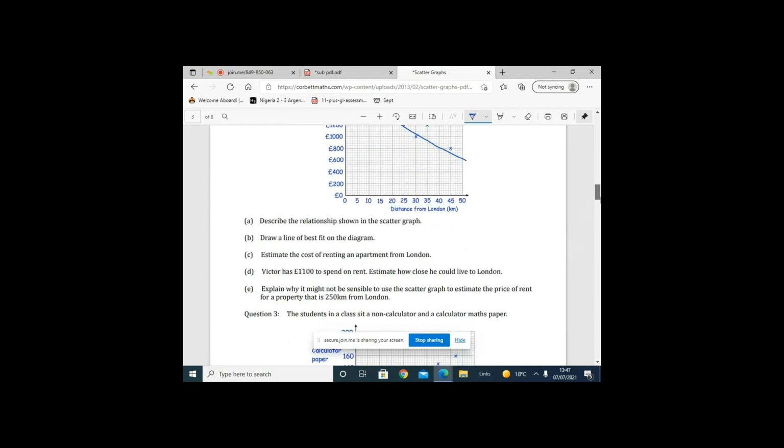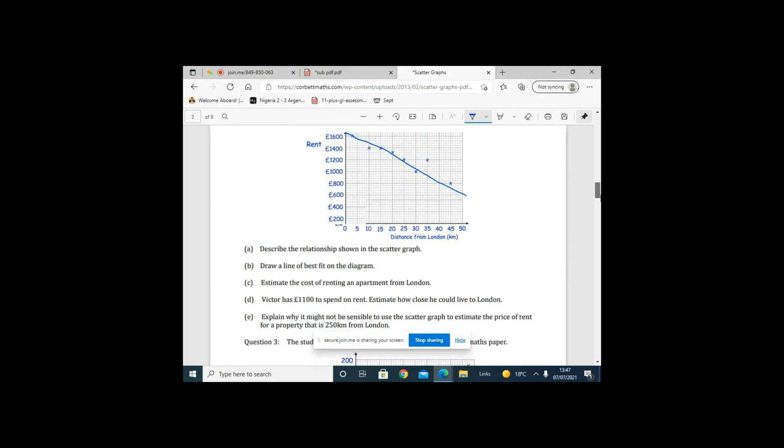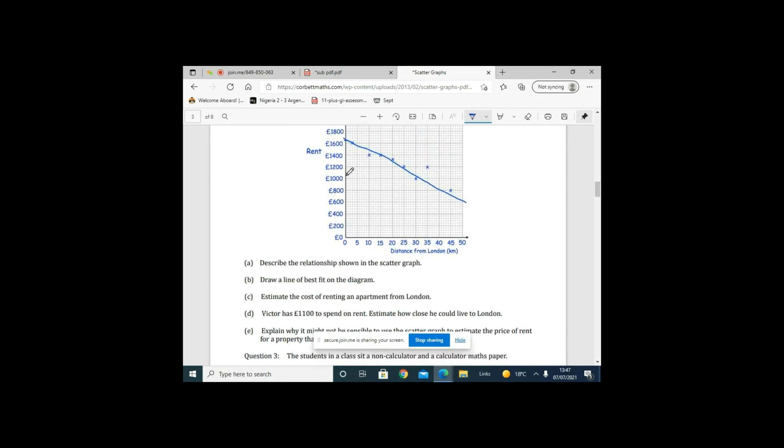Victor has 1,100 to spend on rent. Estimate how close he could live to London. If he has 1,100, it's in between these. Just go there, just trace it. So it should be like 27. You should be staying 27 kilometers from London. That's quite far, eh?